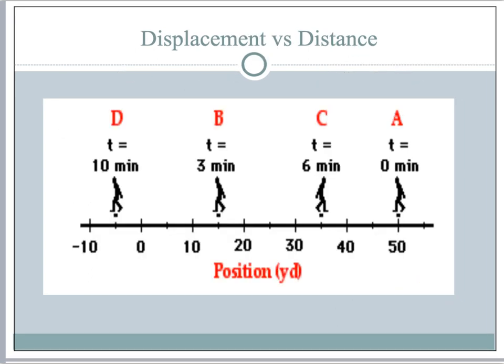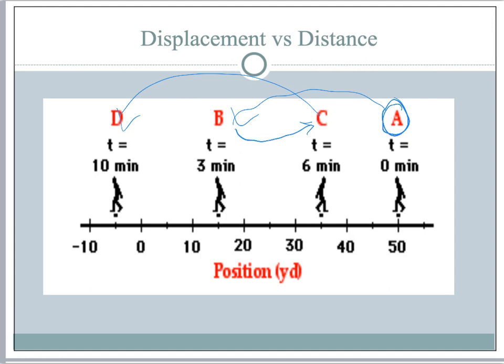All right, this problem is similar to the previous. Looks like we have a coach who is maybe walking along the sideline at a football game. At point A, at 0 minutes, he's at the 50-yard line. Then it goes 3 minutes, and he walks from point A to point B. After 3 more minutes, he walks from point B to point C. And then from 6 minutes to 10 minutes, 4 more minutes go by, and he ends up at point D. So let's go ahead and do the displacement for this.